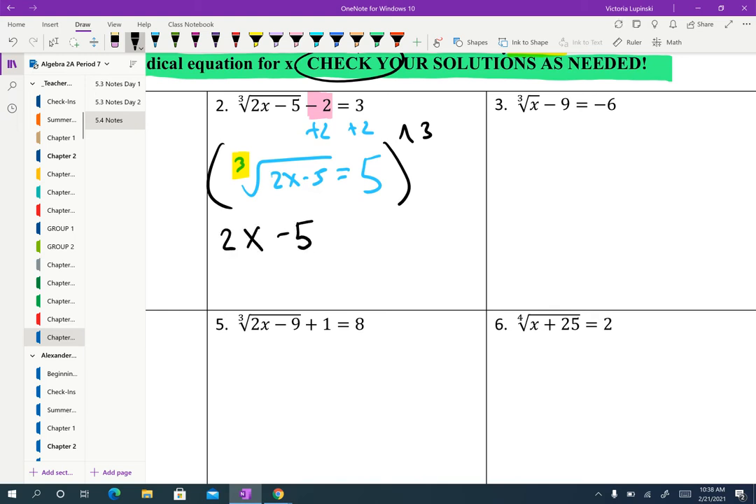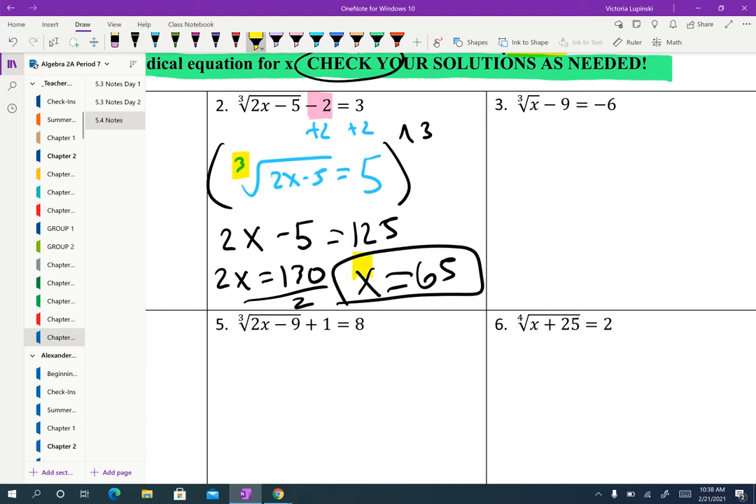On the left side, that's going to cancel out the cube root. That's kind of the whole point. On the right side, 5 cubed is equal to 125. And now you're left with just a normal linear equation. So you're going to go ahead and add 5 to the right, which is 130. Ultimately, divide by 2, and x is going to equal 65.